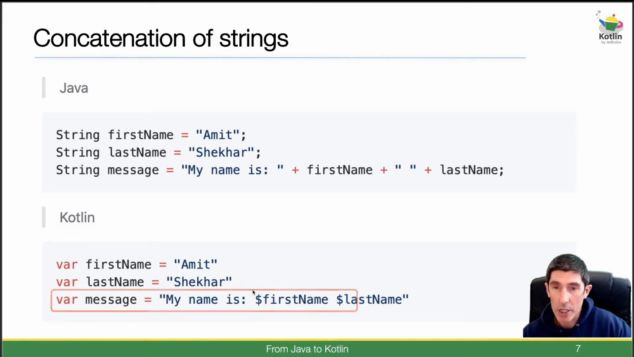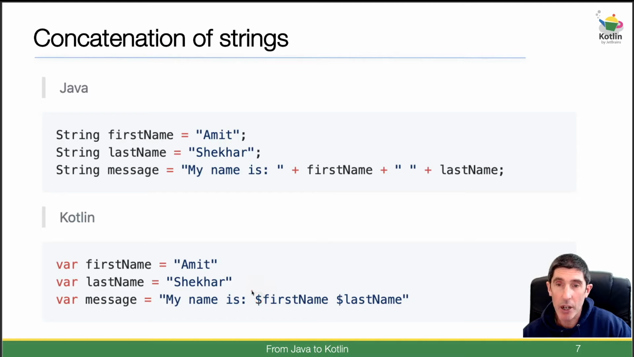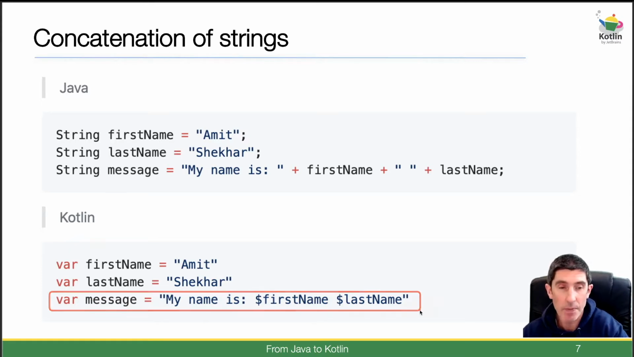We use the dollar operator. So if you notice, everything is inside just the quotes, inside the string. So my name is, and then the dollar, by prefixing the variable name with the dollar, that evaluates first name and evaluates last name to whatever it holds, and that's what gets displayed. So again, quite a nice addition.